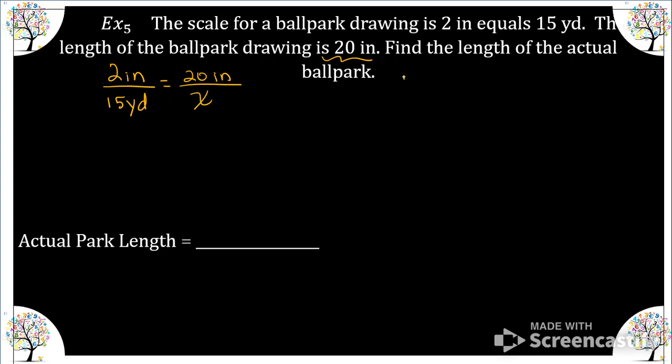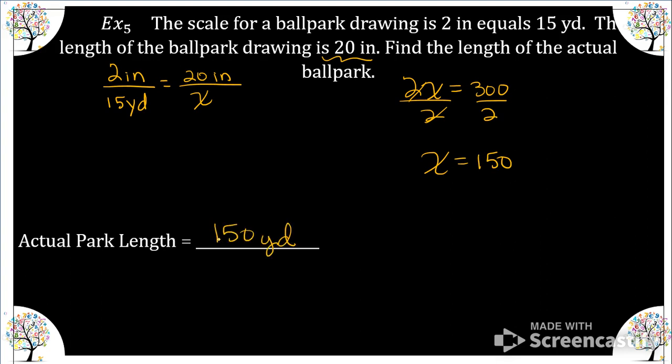So we're going to cross multiply. We're going to divide by 2. And x equals 150. So it's 150 yards. Don't forget your units.